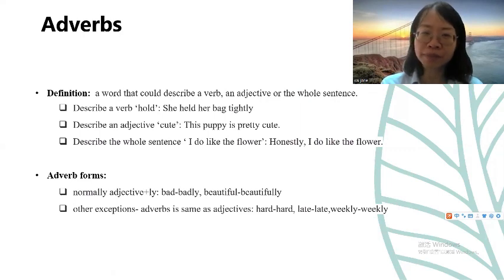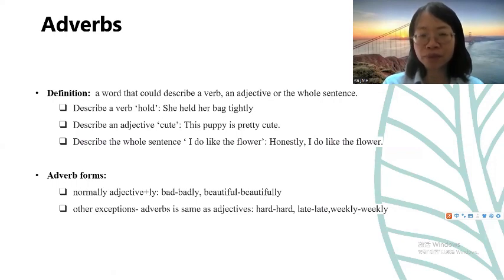So an adverb is a word that describes a verb, adjective, or the whole sentence. And you already have some basic concept. For example, she held her bag tightly. So tightly is used as the adverb to describe the degree of the holding. The other example, this puppy is pretty cute. So pretty is used as an adverb to describe the adjective cute.